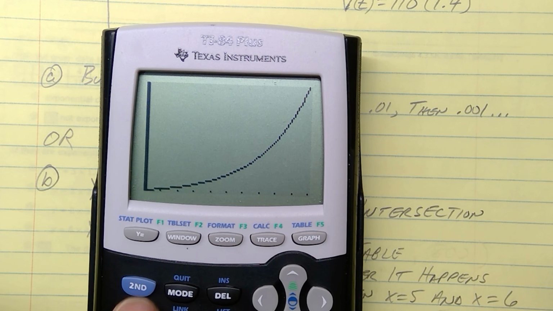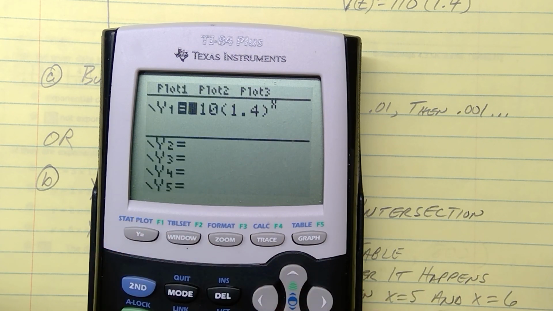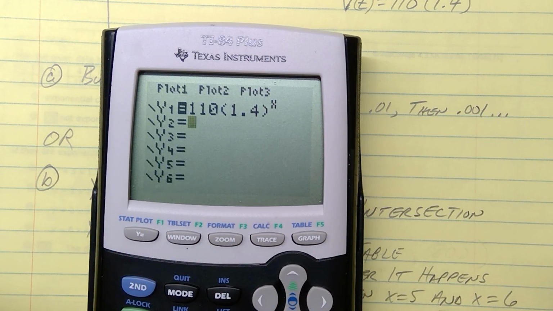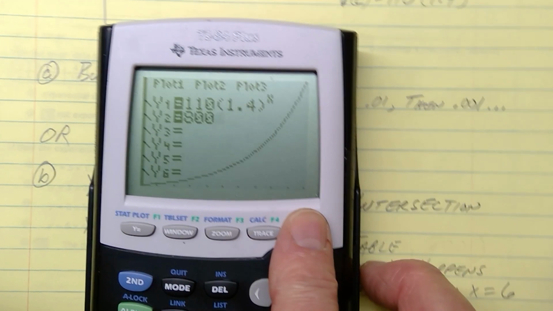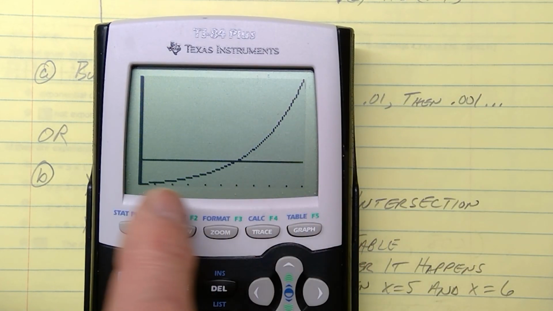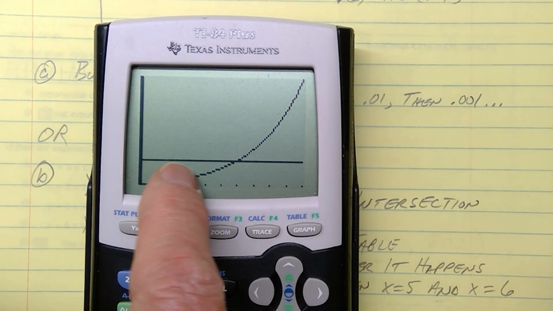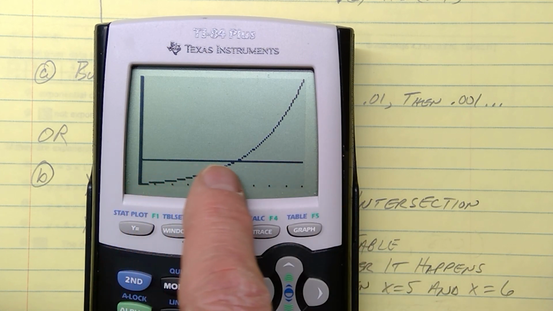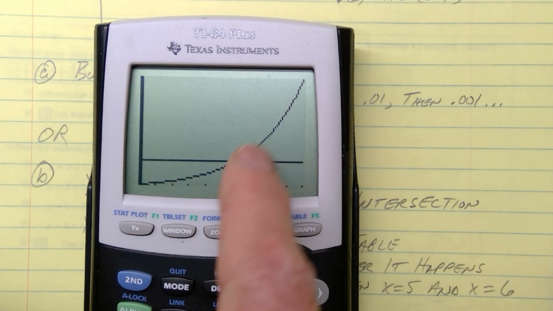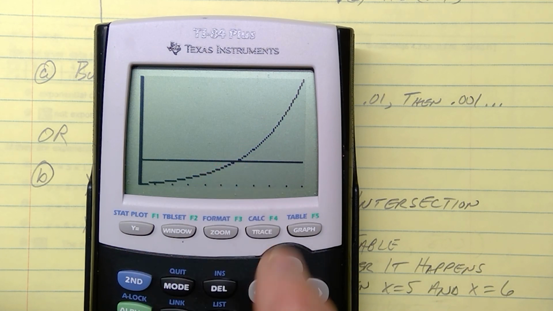It's called the crossing graphs method. So I'm going to make my second equation as high as I need it to be. I need it to be 800 steps high. And I'm going to hit graph. And there it is right there. This is 800 steps high all the way across. No matter how much time has gone by, this thing is 800 steps up in the air. Now where does it cross the curve? Right there. That's called an intersection.